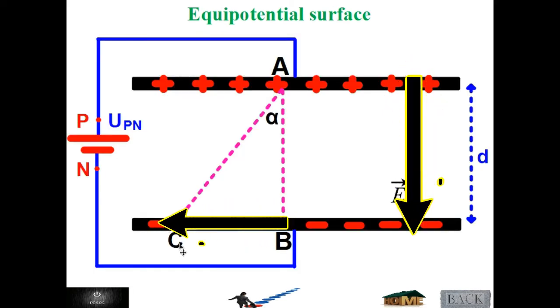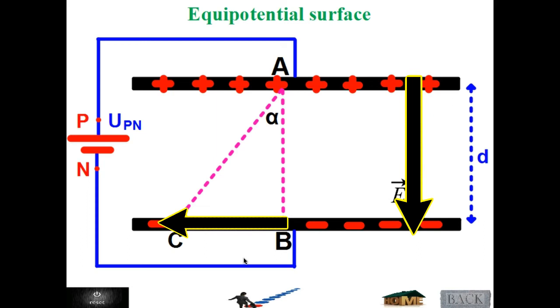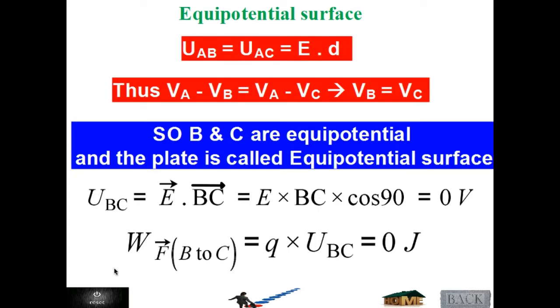We can see it on the figure. CB is perpendicular to the electric field. So E dot BC is E times BC times cosine 90. The angle between BC and E is 90. Then the work done by the electric force, if the charge moves from B to C, equals Q times UBC, which is 0 joules. Similar to the work done by mg whenever we are moving in a horizontal plane.